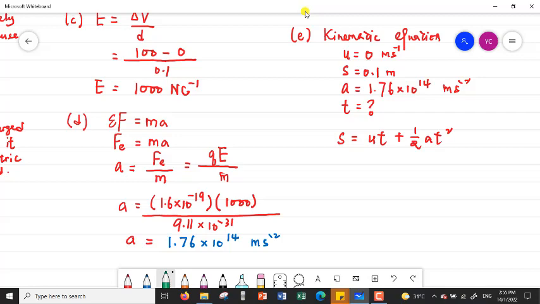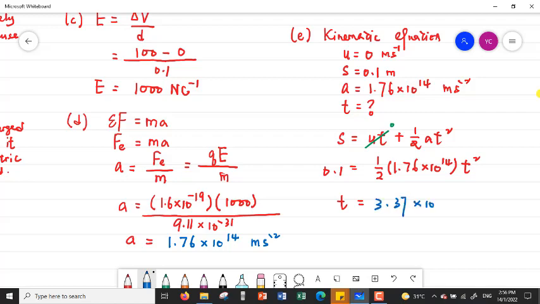Since u is 0, this one can be cancelled. So I'm going to have 1 over 2, the acceleration is 1.76 to the power of 14, the time we want to determine, and the distance traveled from A to B is 0.1. Again, you might pause the video to do the calculations. If you calculate correctly, you should get 3.37 to the power of negative 8 seconds. So bear in mind, always include the unit after the answer. Okay, then we solve question E.